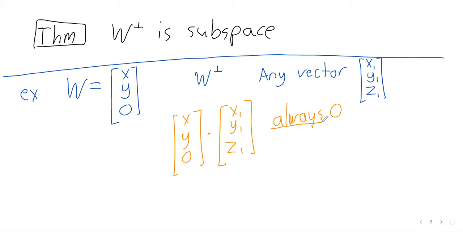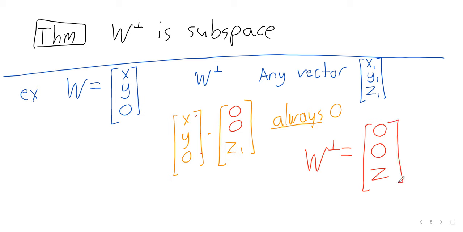And the only way to do this, to ensure that this is always zero, is to make those first two components zero. If those first two components are zero, the dot product is zero. Thus zero, thus zero, the dot product is always zero. So the orthogonal complement of W is all of the vectors that look like that.